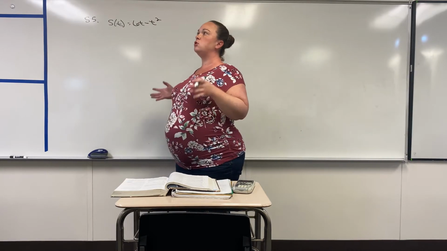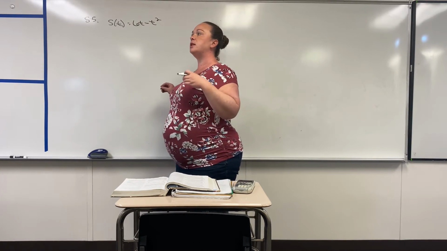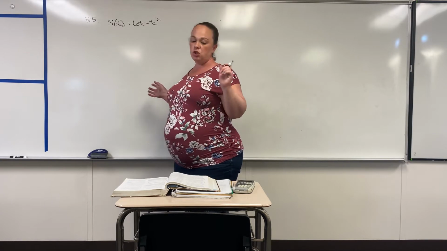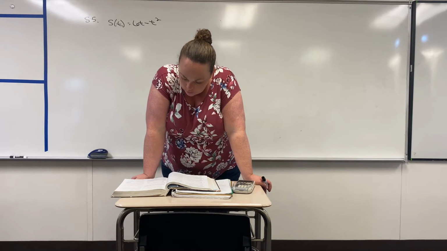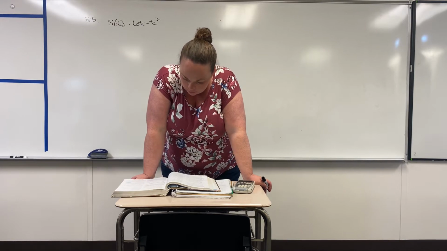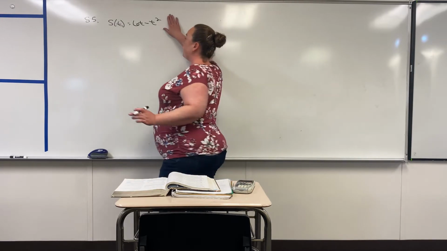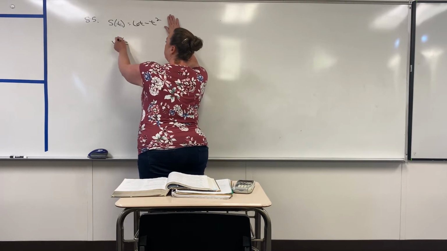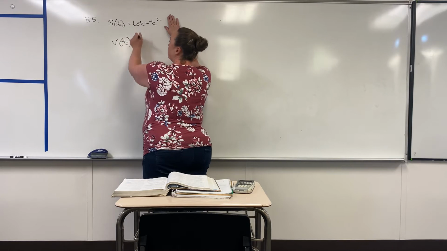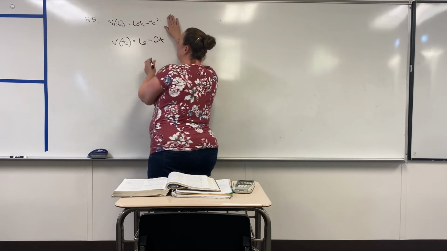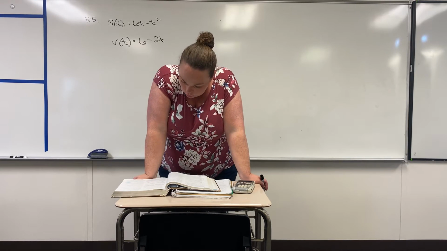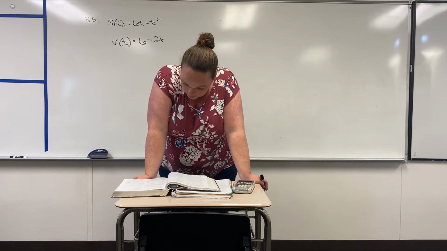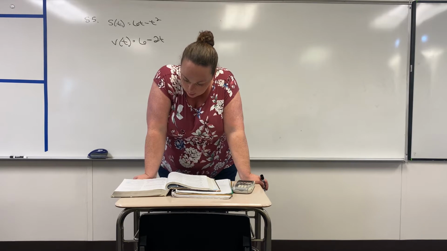So particle motion is really increasing and decreasing and finding maxes and mins. They just changed the wording on it. So it says for each function, they want you to find the velocity function of the particle at any time. So remember, if this is your position function, your velocity function is just the derivative of this. So that's easy enough.